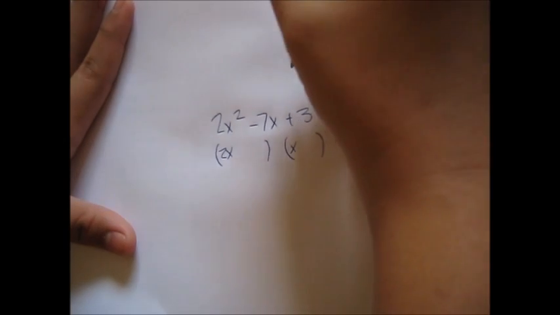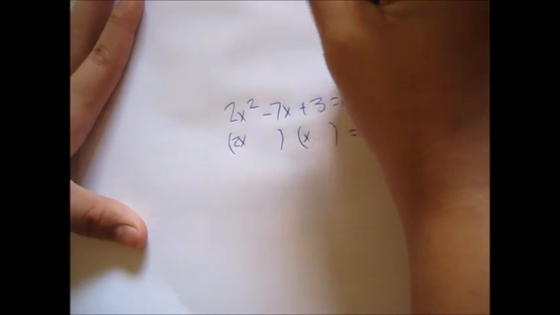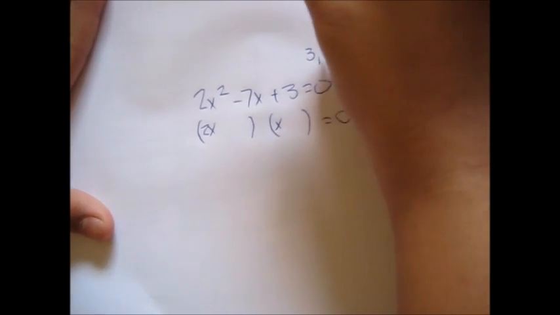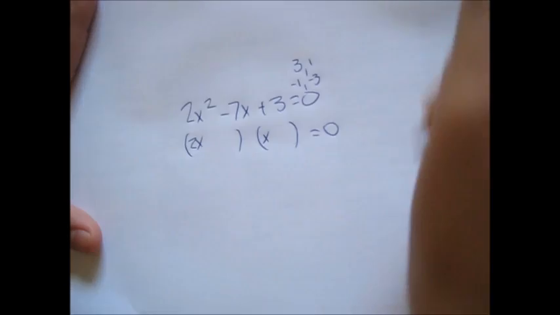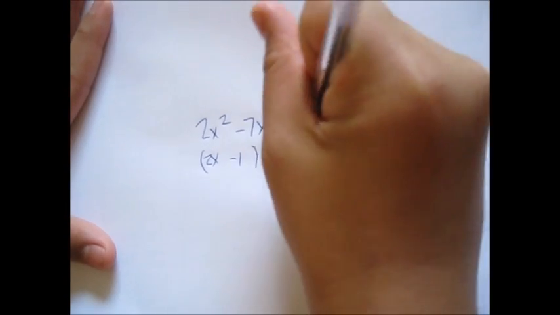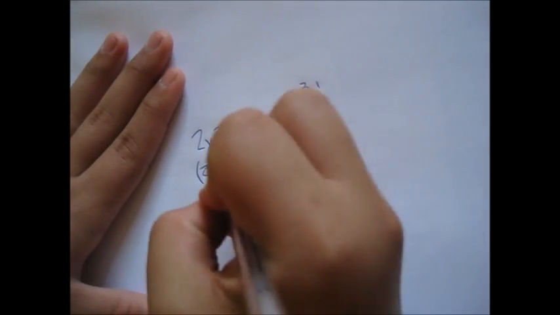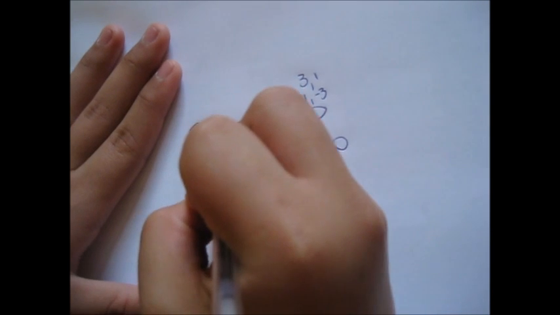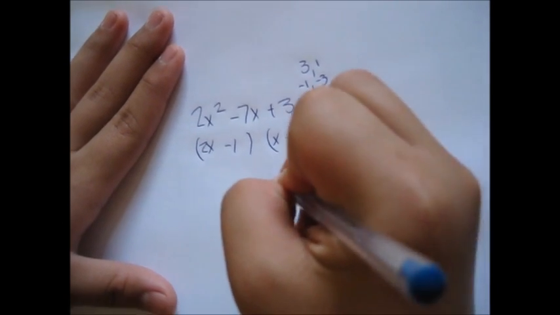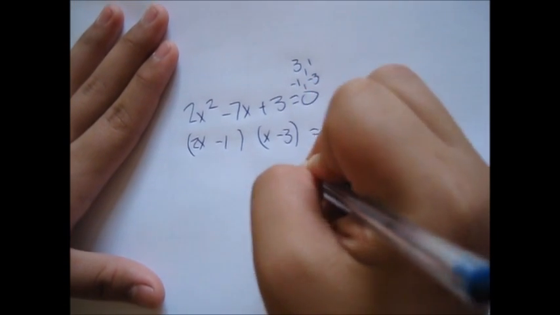Next, to figure out the second position of the parentheses, both second positions need to multiply up to the last term in the trinomial, which is 3. So negative 1 and negative 3 will add up, multiply up to 3.